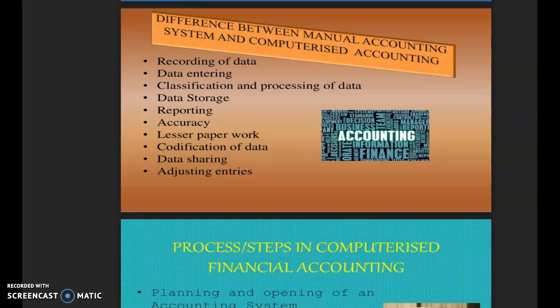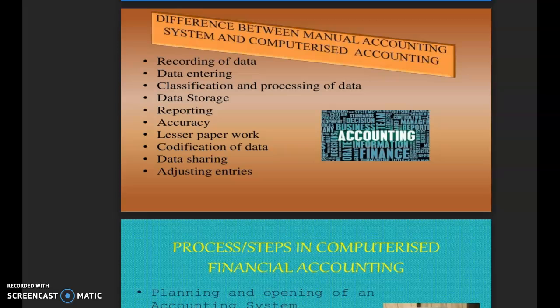Now, in the same way, where does the difference lie? Recording of transactions: in manual it is recorded manually, in the computerized system it is recorded through the computer. Data should also be entered in the computer. Classification and processing of data is done manually and through the computer. Then data storage: we could also have the record in the manual accounting system for the transactions and the other details.